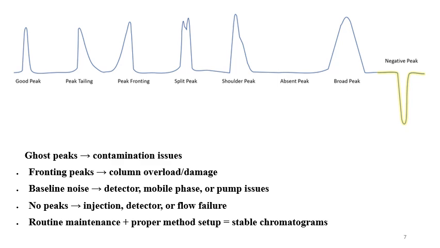Here are some examples of the peak problems I have shown through the diagram. A good peak is there, peak tailing is there, fronting is there, then peak splitting is also there, shoulder peak, baseline peak or absent peak, then negative peak and broad peak. These are some of the problems commonly observed in HPLC analysis.